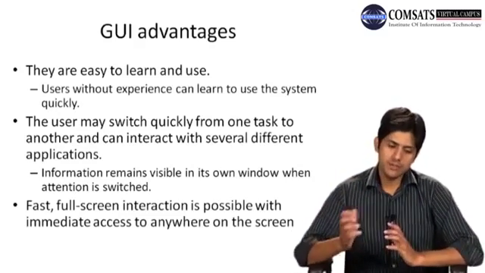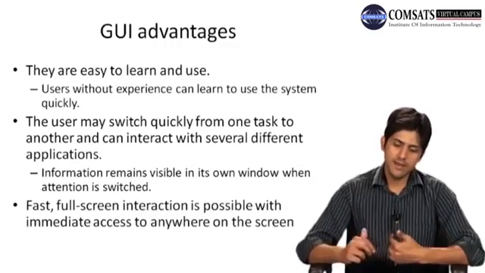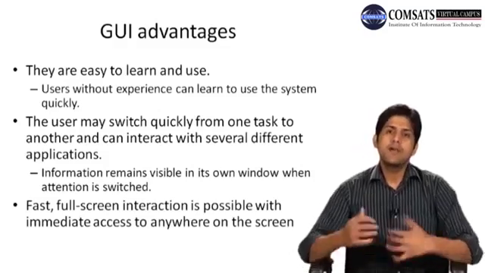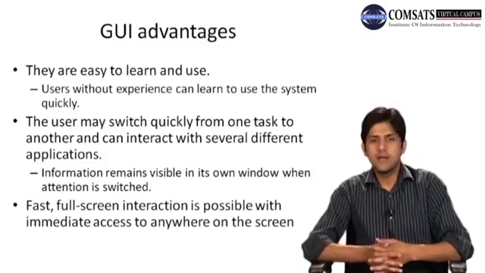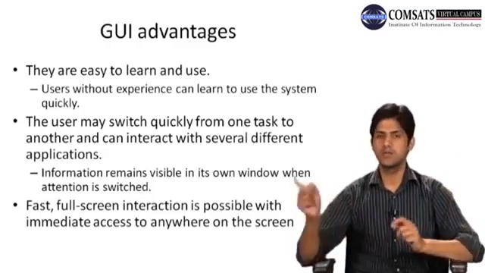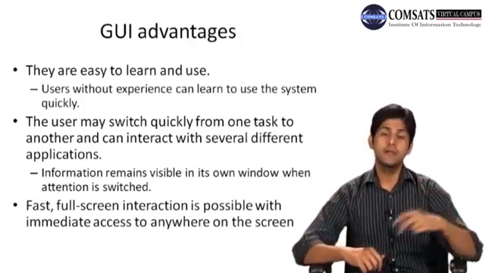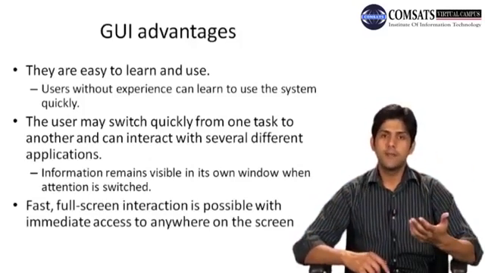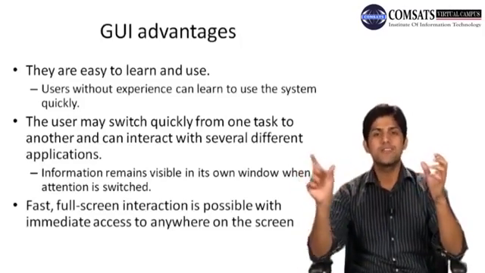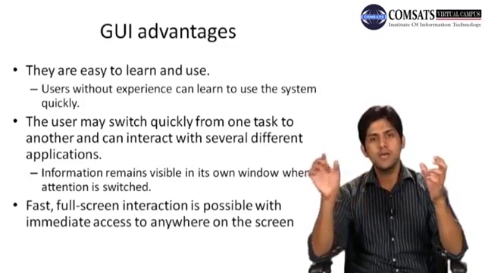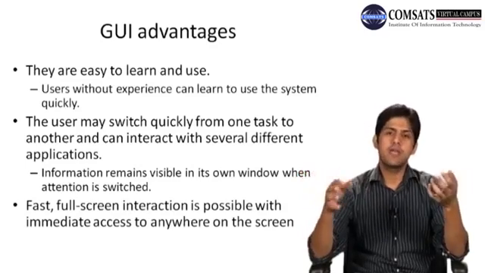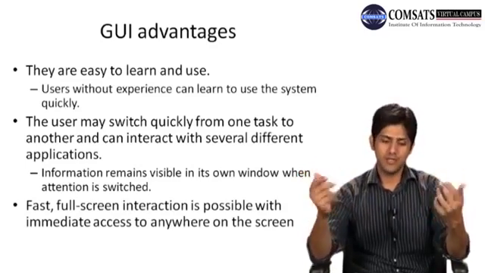The user may switch quickly from one task to another and can interact with several different applications. This is something that we do normally. When I use my system, I have maybe 10 or 20 different applications running simultaneously, or 20 different folders open at the same time, and I switch between them. Now if you look at browsers like Firefox, Internet Explorer, Google Chrome, we have the option of tabs. You can open new tabs, and people have multiple tabs open at a time. I normally have 10 or 15 or maybe more tabs open at one time.